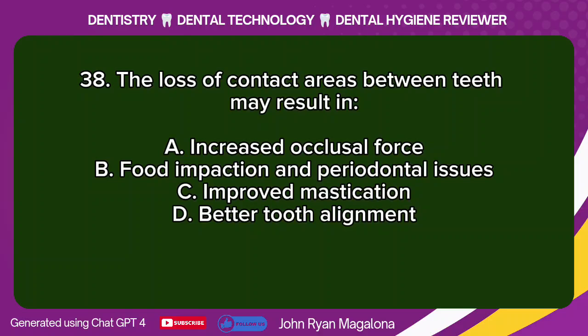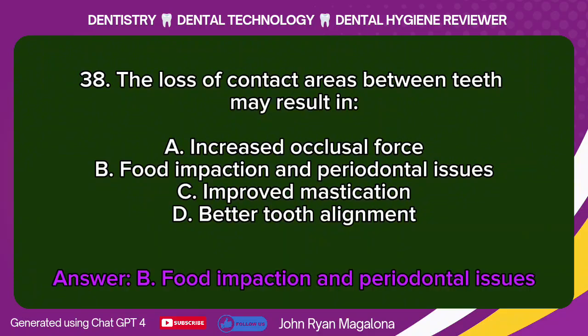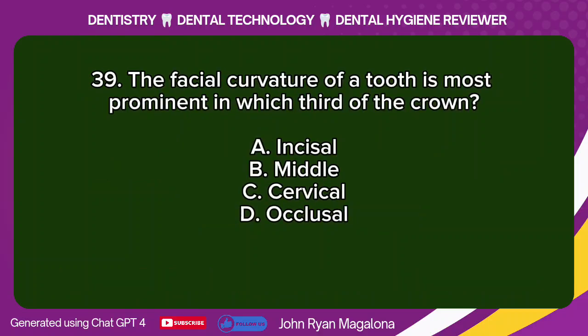A. Increased occlusal force, B. Food impaction and periodontal issues, C. Improved mastication, D. Better tooth alignment. Answer: B. Food impaction and periodontal issues. 39. The facial curvature of a tooth is most prominent in which third of the crown? A. Incisal, B. Middle, C. Cervical, D. Occlusal. Answer: C. Cervical.